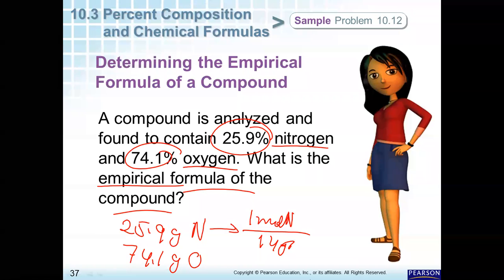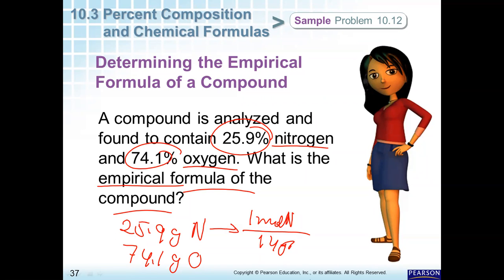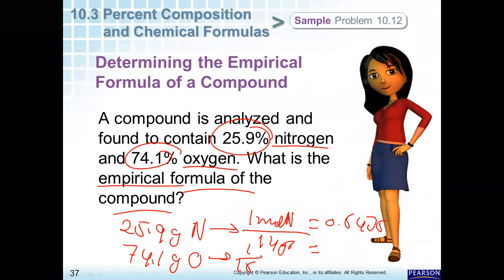So if you do this, what is the answer for this one? 25.9 divided by 14. And at the same time, do the second one too. One mole over 16, so I also want 74 over 16. Good, good. The first one, how much? 0.64, not quite. And this is 74.1 divided by 16. 4.6, enough. Okay, what we need to do is divide by the lowest, which is this.